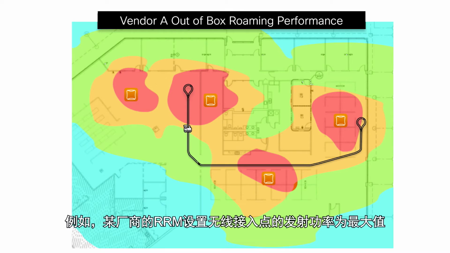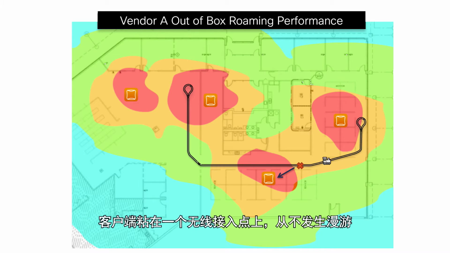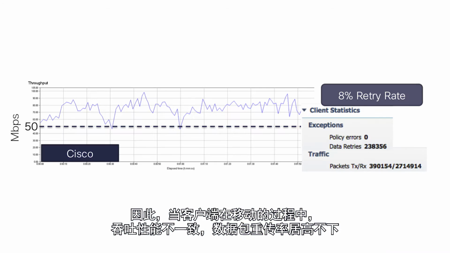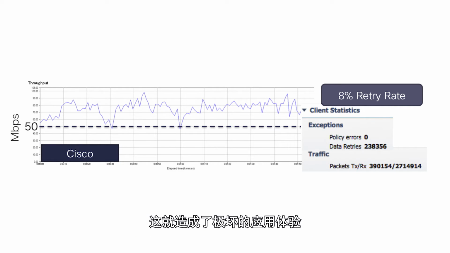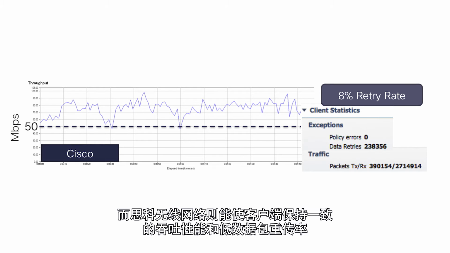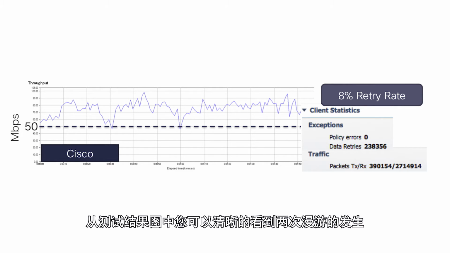For example, if we looked at one of our competitors, their radio resource management assigned APs to full transmit power. So the client stuck to one AP and never roamed. Because of this, as the train moved around the building, the competitor had inconsistent throughput with a high retry rate, which would lead to poor application performance. Cisco, on the other hand, maintained consistent throughput with a low retry rate. You can even see the two roams.